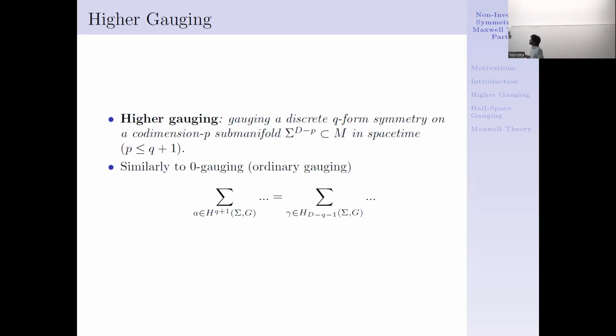By higher gauging, we define the gauging of a discrete Q-form symmetry on a codimension P submanifold sigma. Analogous to the ordinary case, we basically sum over insertions of the defects that generate the symmetry G along the non-trivial cycles of the submanifold sigma.